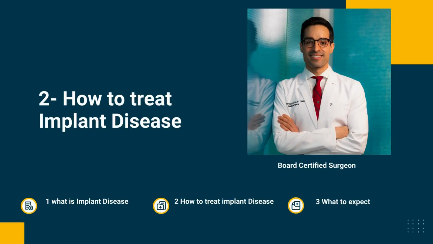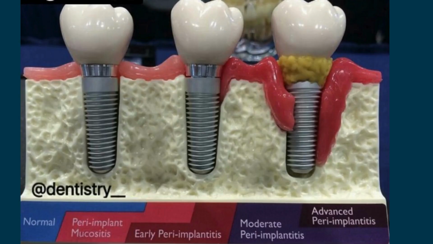So, how do we treat implant disease when we see it? The very first thing we need to do is to classify the implant disease and the extent of it. In this diagram, you can see that on the very far left, the implant has bone all the way to the neck and it's healthy. Then as you progress to the right, we start with perimucositis, which is an inflammation of the gum tissue, but the bone is still healthy. And then peri-implantitis, which goes into early, moderate, and severe or advanced.